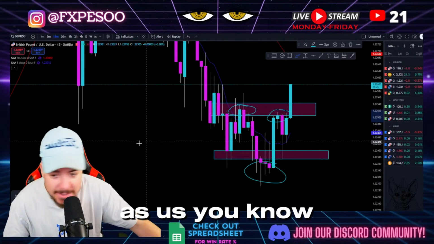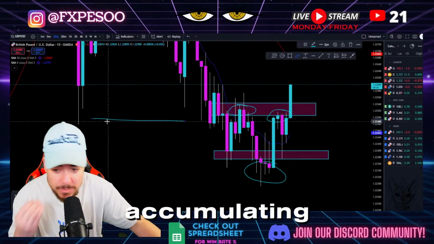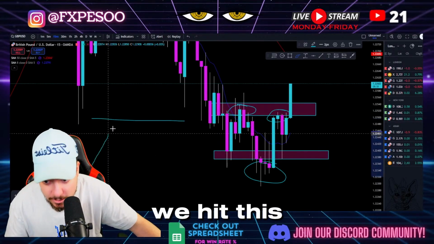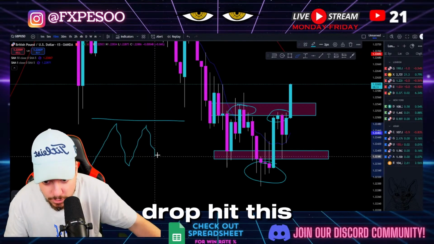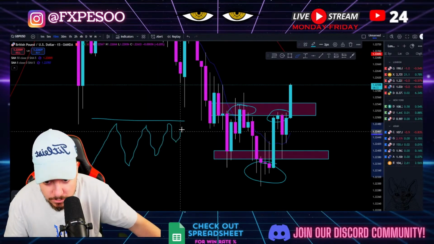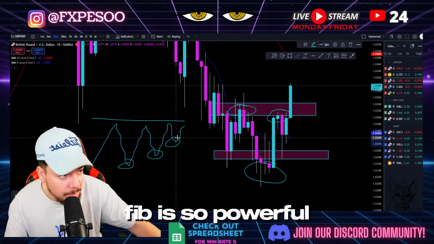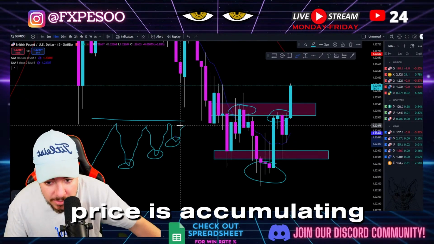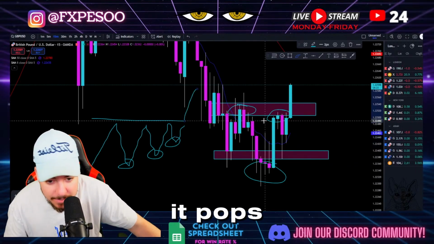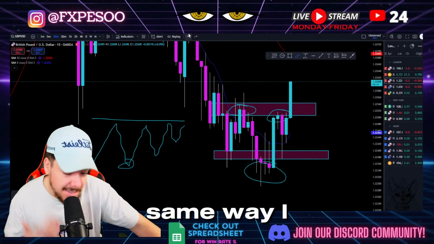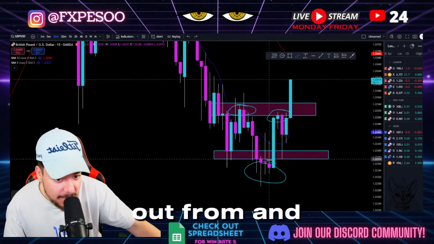It's kind of the same thing as, notice I used the word accumulating there. Imagine there's a resistance level here. We hit this resistance, drop, hit this resistance, drop, hit this resistance. Notice how our support level gets higher every single time, right? The reason the Ripple fib is so powerful is because price is accumulating itself towards this area where it doesn't want to break, and then eventually it pops. Same concept. That's the same way I look at the charts whenever I'm looking at the resistance level that it melts out from and then it comes back to.